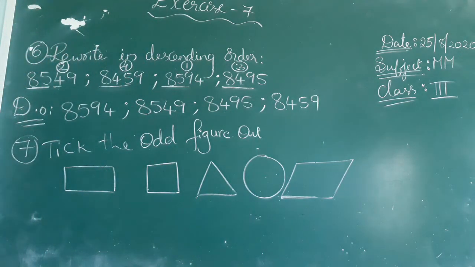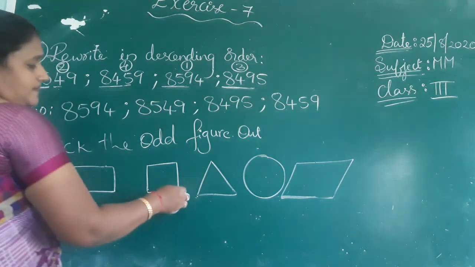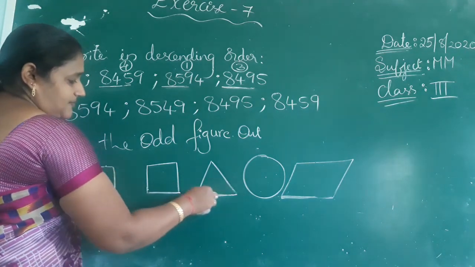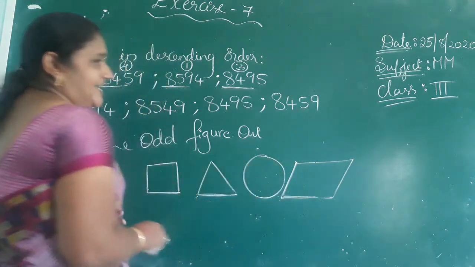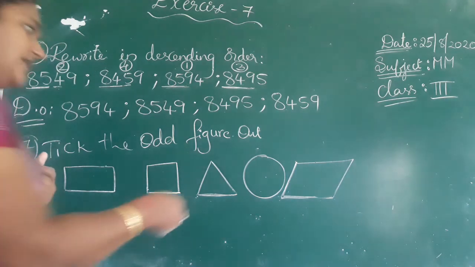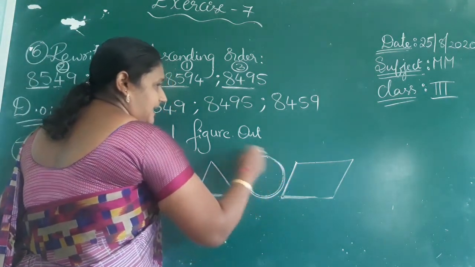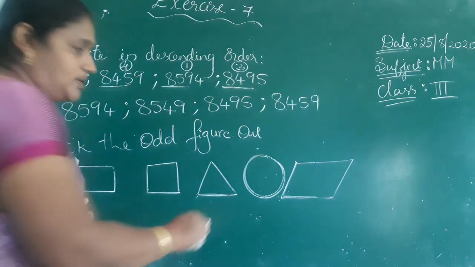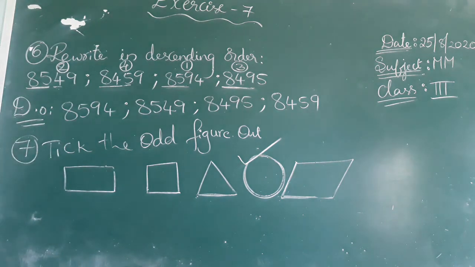If you observe these figures, which is the odd one out? These are all having flat surfaces, plain surfaces. All are having straight edges. But this one has a curved surface, not a straight edge. This one is the odd one out. So this figure is the odd figure. Okay, children. Next one.